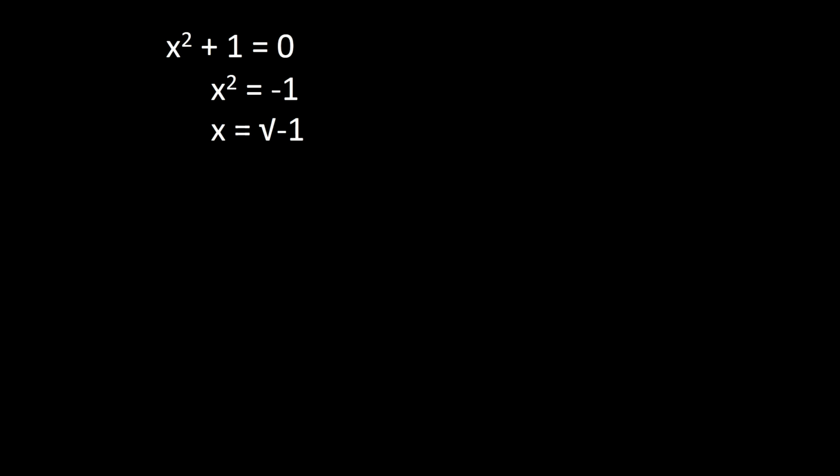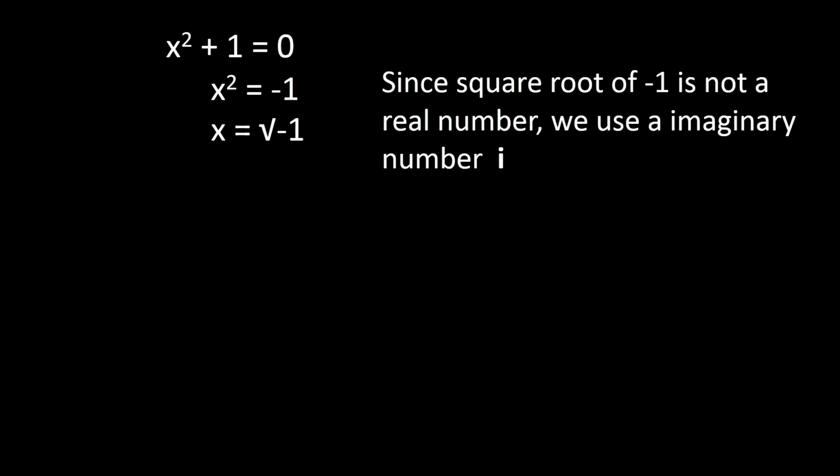And also the square root of minus 1 is not a real number. So we say, since the square root of minus 1 is not a real number, we use an imaginary number i. We add an imaginary number, so we will say x is also equal to i. And now i is equal to the square root of minus 1, as we have said earlier. Now what if we said i squared?